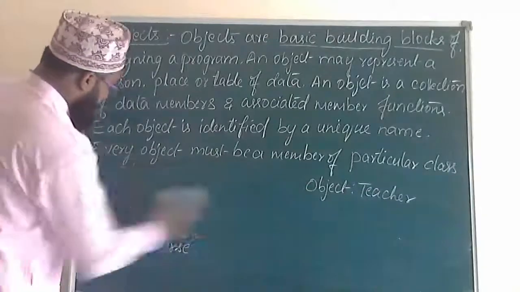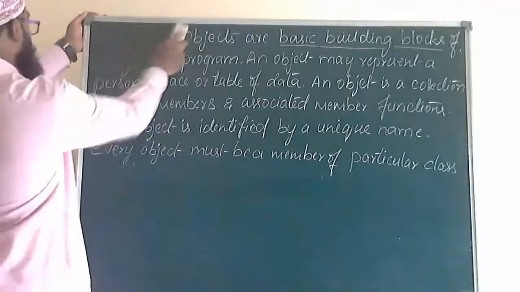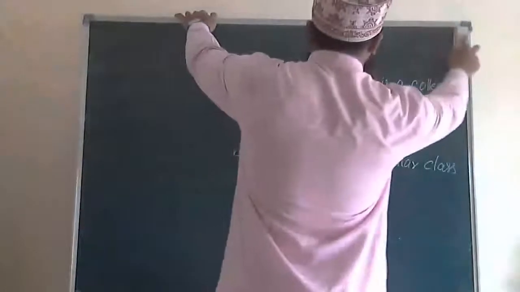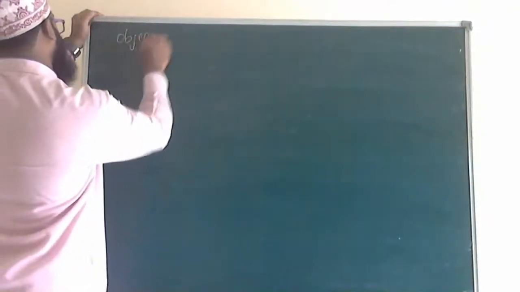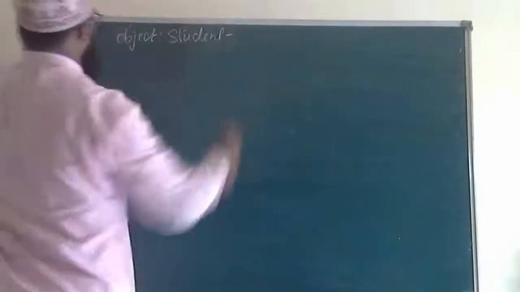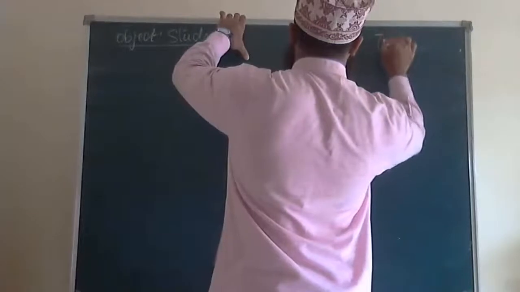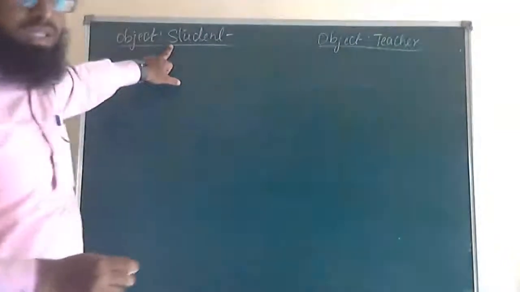Okay, hope you have understood these things. Now I will write one sketch, and based on that sketch I am going to explain what actually an object is. See, we are taking two objects. Object student is one, then object teacher. Teacher and student are the object names.